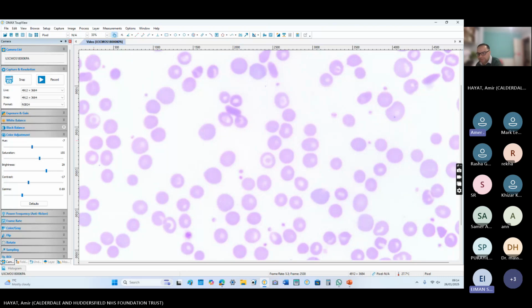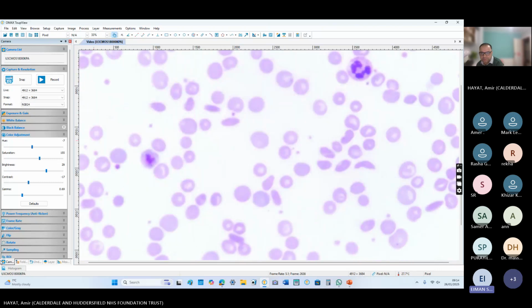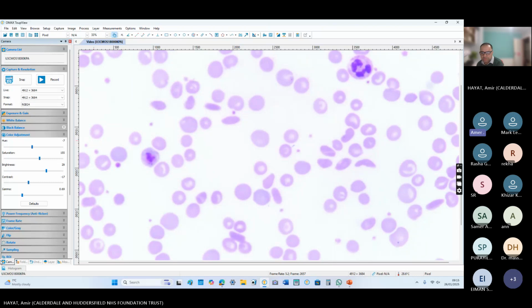Okay, so don't use the word sickler. It is an offensive word now. My bad, sorry. Okay, so if there are Howell-Jolly bodies or if there are target cells, it means the patient has hyposplenism. Here we have a lot of boat-shaped cells and sickle cells, and at the bottom there is a Howell-Jolly body.